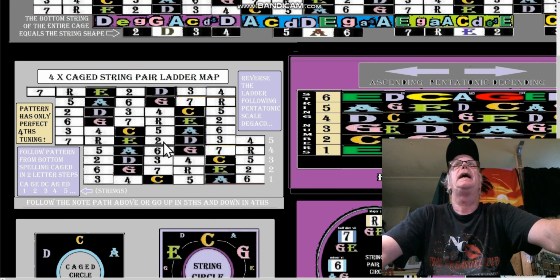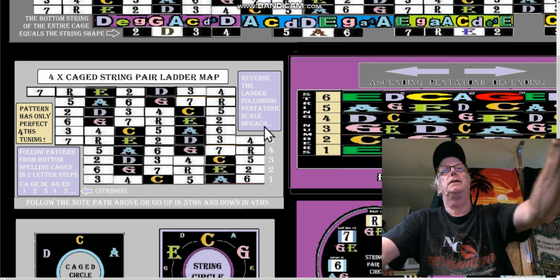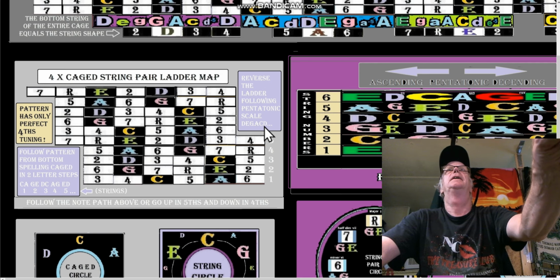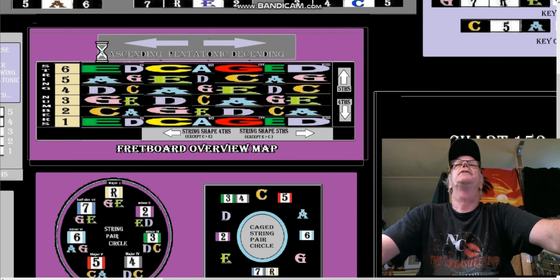On our way down, reverse the ladder following a pentatonic scale. Remember, this is a pentatonic scale: D, E, G, A, C, D. Ascending. I should have written ascending there. So this also brings that out.